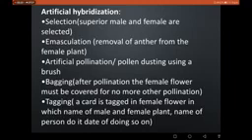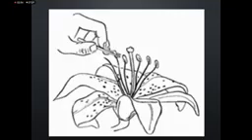Then the next stage is tagging. A card is tagged to the female flower on which the names of the male and female plants, the name of the person doing it, the date of doing it, and so on are written. It is for future reference.